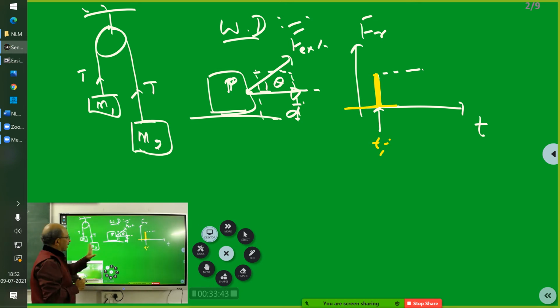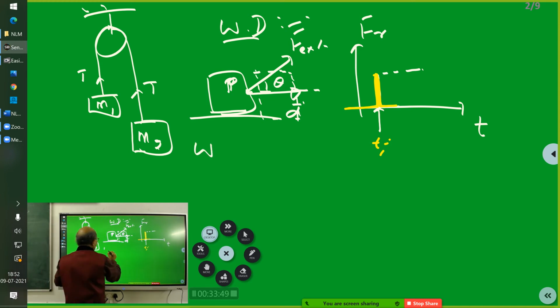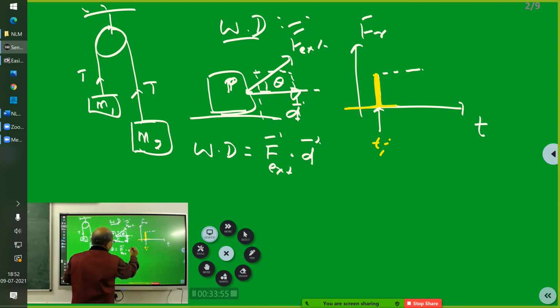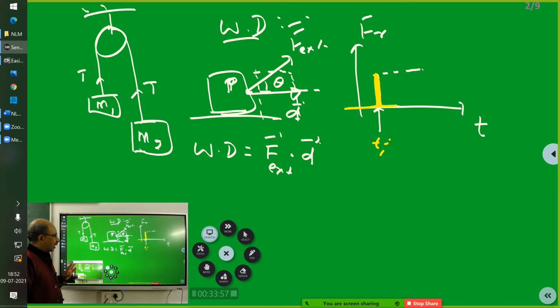Then work is said to be done by the force on the body. Clear? Mathematically, work done will be equal to F bar, that is F external bar dot D bar. Understood? I hope all of you got this. Very good.